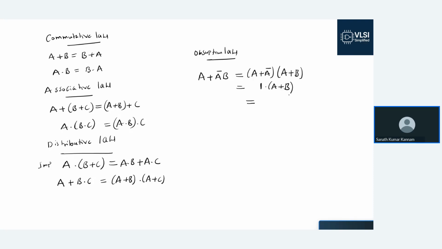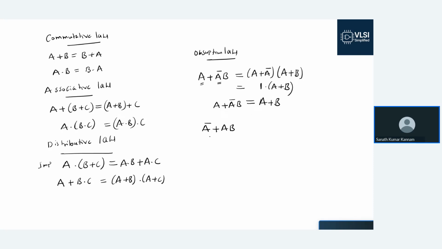So this is 1 and (A or B). From AND law, A and 1 equal to what? A. So that means here A or A bar B equal to A or B. Okay. And next, one more that is A bar or AB. So you have true form and complemented form. So this becomes the redundant.